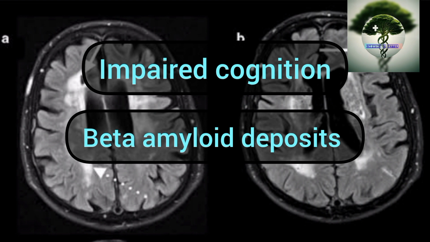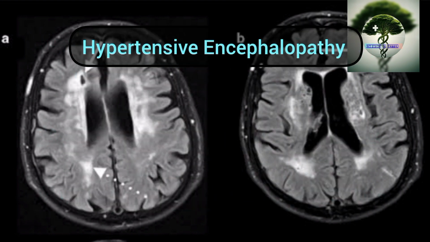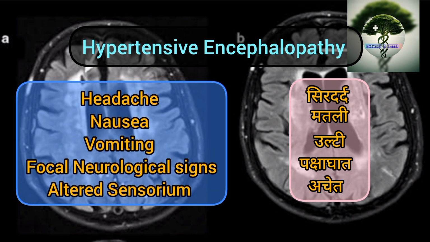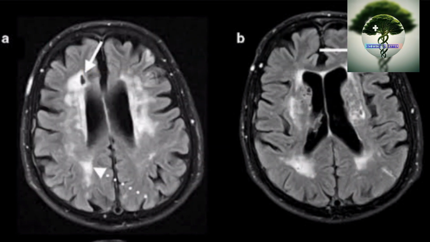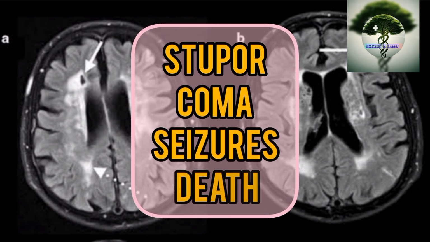In case of malignant hypertension, encephalopathy, that is hypertensive encephalopathy, is related to failure of autoregulation of cerebral blood flow at an upper pressure limit, that is 180 by 120, resulting in vasodilation and hyperperfusion. And therefore, the patient can present with severe headache, nausea, vomiting, projectile in nature, focal neurological signs, and altered sensorium. If left untreated, it may progress to stupor, coma, seizures, and death within hours.